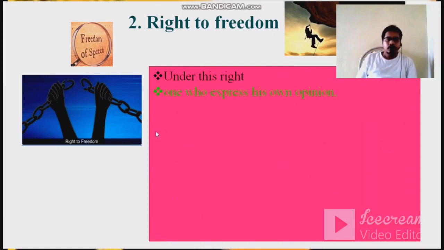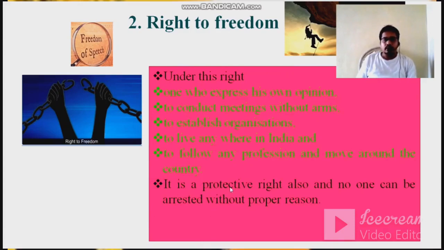Second right, right to freedom, which is mentioned in articles 19 to 22. Under this right, we can express our own opinion, whether it is positive or negative, and nobody can restrict us. We can conduct meetings without arms. Arms means weapons. We can establish organizations. We can live anywhere in India because we have the right to freedom. We can follow any profession and move around the country.